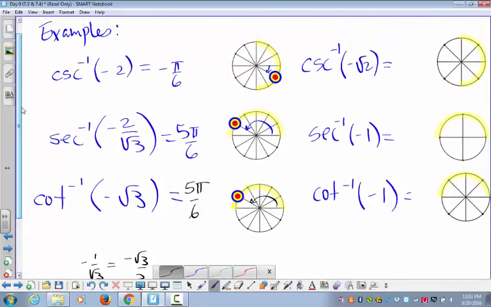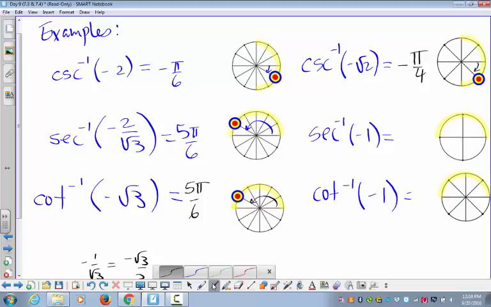Let's get those three over there. Inverse cosecant, angle on the right, where the cosecant is -√2. So that means the sine is -1/√2 or -√2/2. So over there, where the sine value is -√2/2, and what's that angle? Yeah, negative pi over 4.